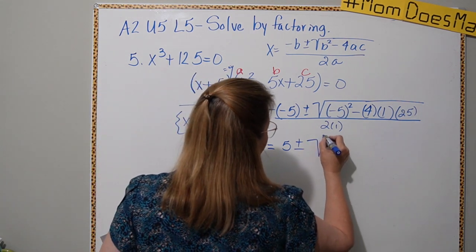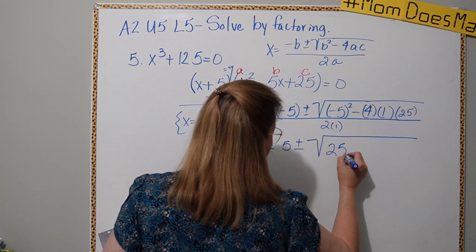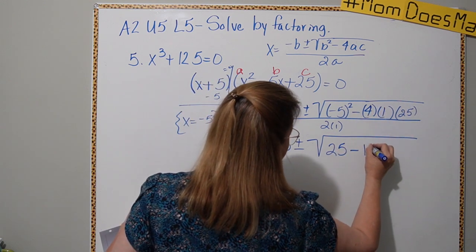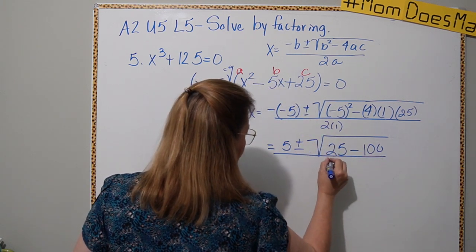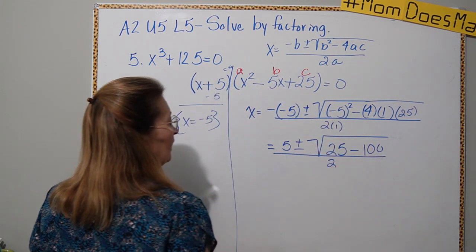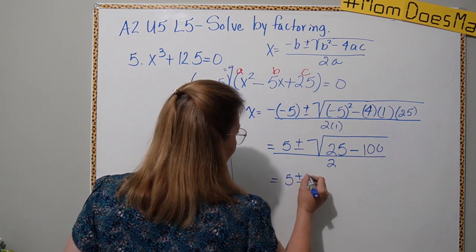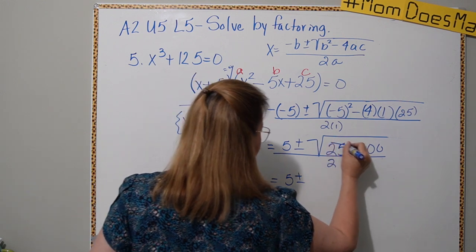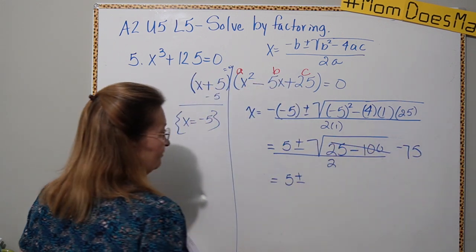All right, now under my radical, negative 5 squared is 25 minus 4 times 1 times 25 is 100, all over 2 times 1, which is 2. Okay, let's go again. So now we have 5 plus or minus, under this radical, 25 minus 100, and that's going to be negative 75.